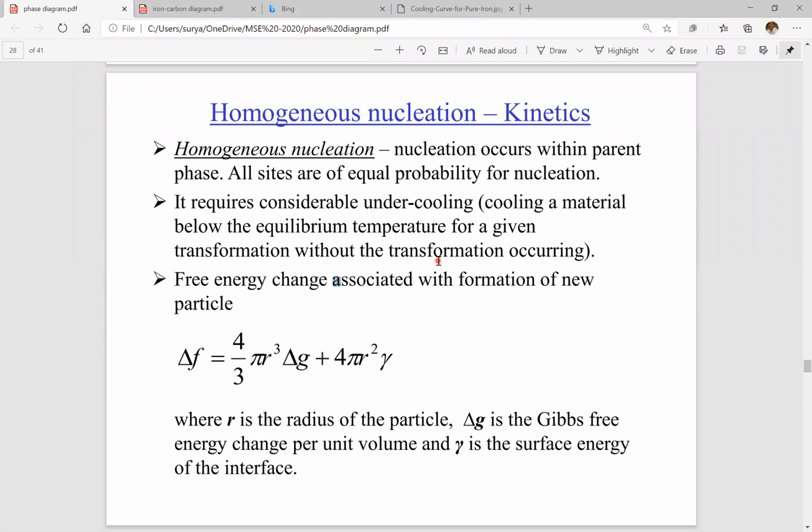So there is a free energy change associated with the formation of new particles. The new particles will have the free energy change. That free energy change is equal to that formula. Del F is equal to 4/3 pi r cube del G plus 4 pi r square gamma. Where r, as you know, is the radius of the particle, del G gives the free energy change per unit volume, and gamma is the surface energy of the interface.